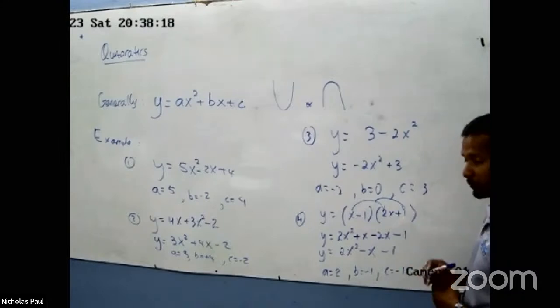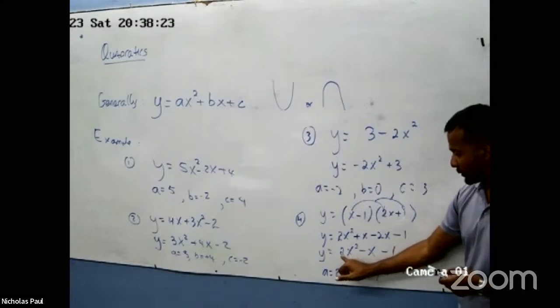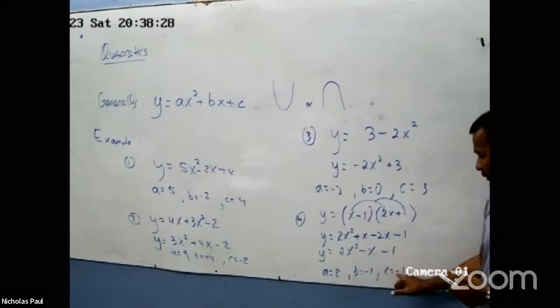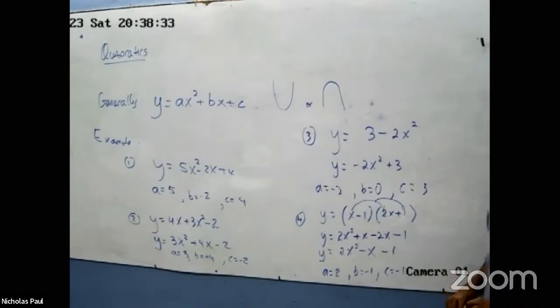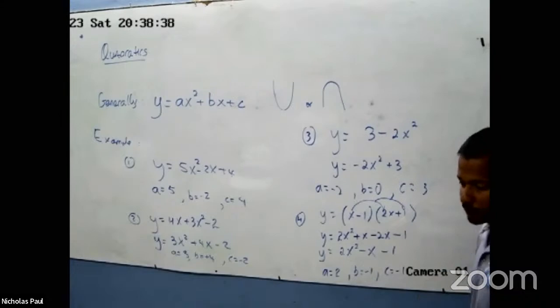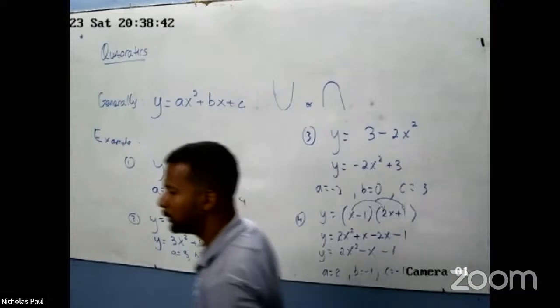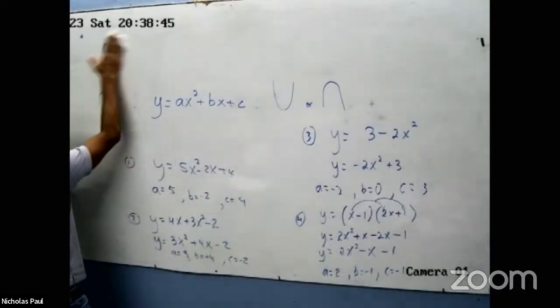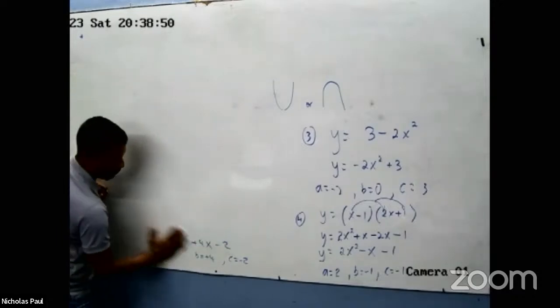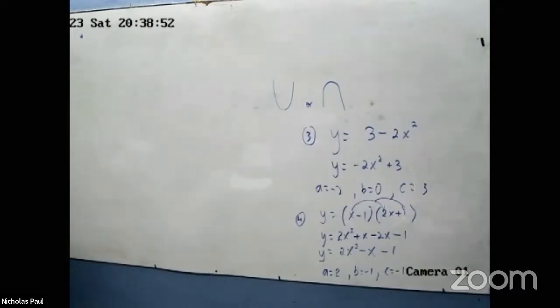And now you can write down A is 2, B is minus 1, and C is minus 1. A is the value in front of x squared. B is the value in front of x, which is minus 1. And C is the constant. Once you can get A, B, and C.